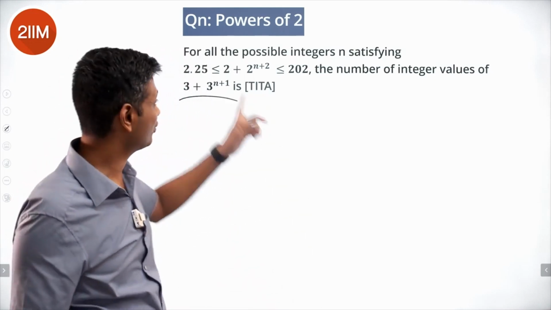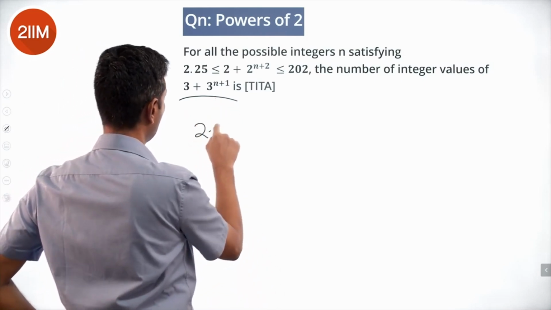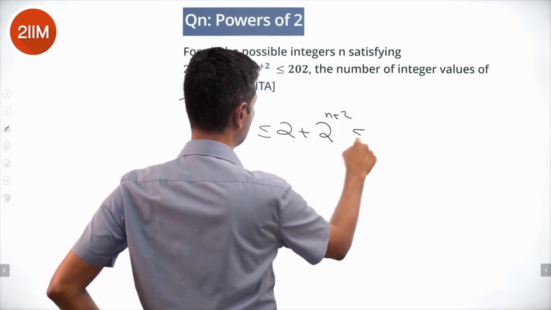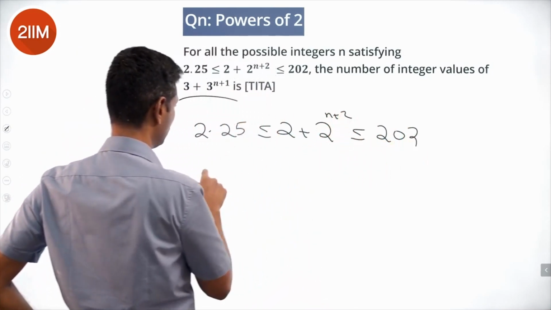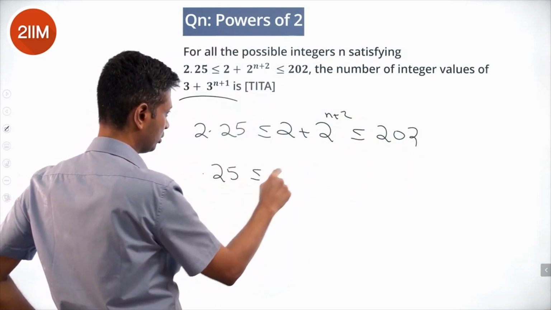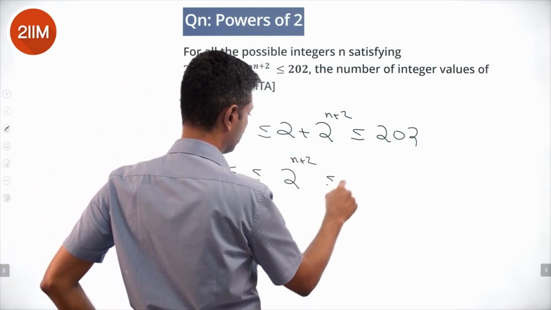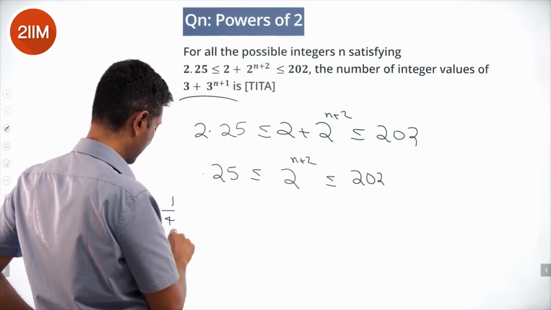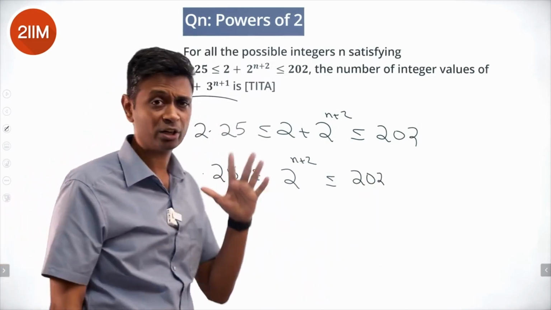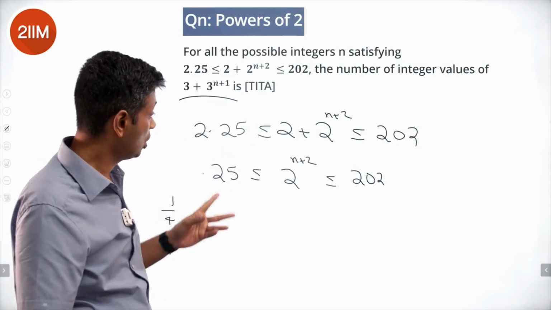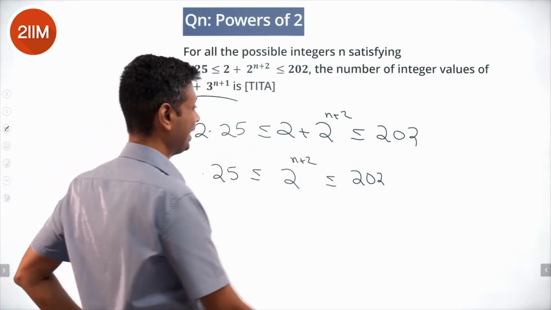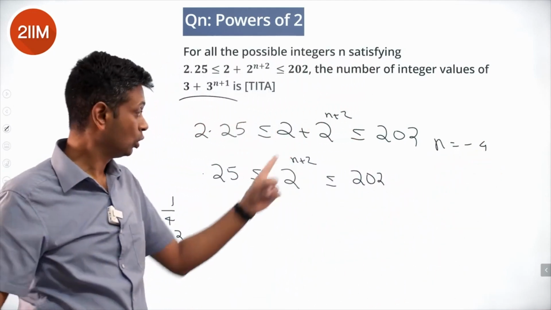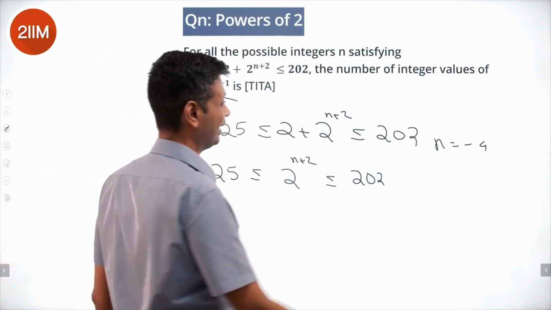Let's first find n that satisfy this. 2.25 less than or equal to 2 plus 2 power n plus 2 less than or equal to 202. Remove this 2. 0.25 less than or equal to 2 power n plus 2 less than or equal to 202. 0.25 is 1 by 4, which is 2 power minus 2. So n plus 2 could be minus 2, or n could be minus 4. Minus 4 plus 2 is minus 2, and 2 power minus 2 is 0.25. N could be minus 3.